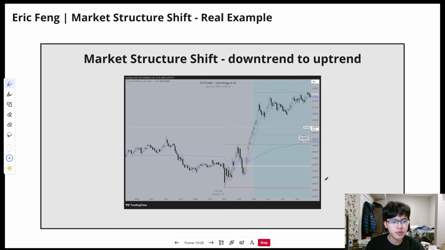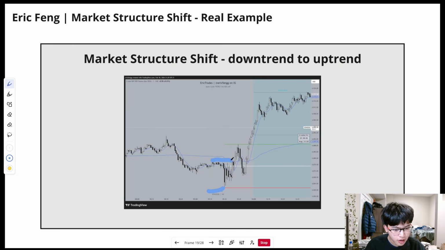Here's a real example of a market structure shift of a trade I actually took for $3,000. If we look here, we're in this downtrend before market open, and we can see the market opens right here at 9:30. Probably hard to tell, but I'm just going to point it out, and I'll mark that for you. So now we can see we have these highs, and one right here.